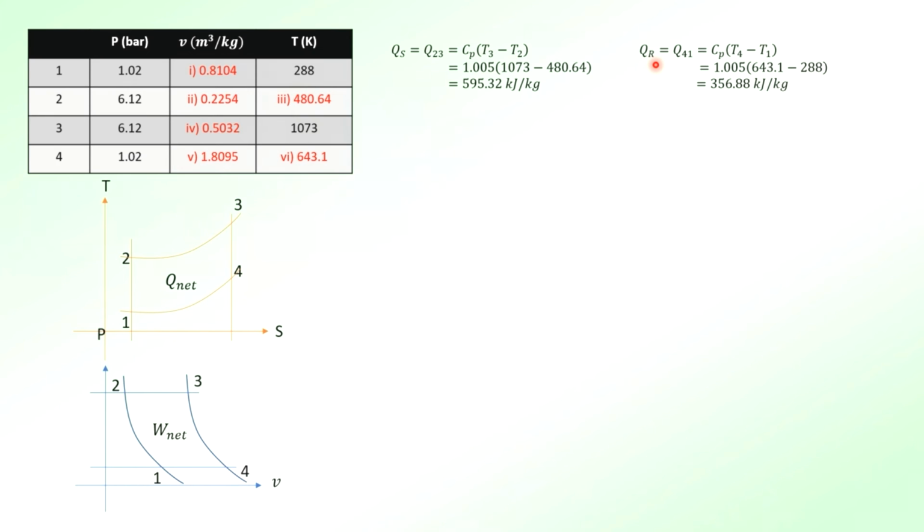Okay, then the next thing is to find out the heat rejected. Why do I find heat supply and heat rejected? Because I need to find out the net work out, then to find out the thermal efficiency. So it is step-by-step work.